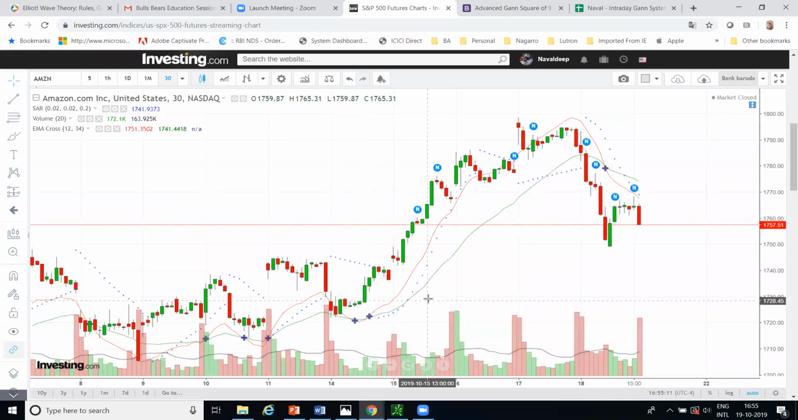That's parabolic SAR. This again is an indicator. So parabolic SAR says that yes, you can come here and buy and make me a stop loss. So here it was saying to buy at 1722 and the close price was 1741. As soon as you move up, it updates the stop losses.